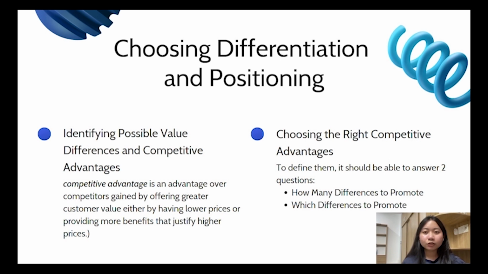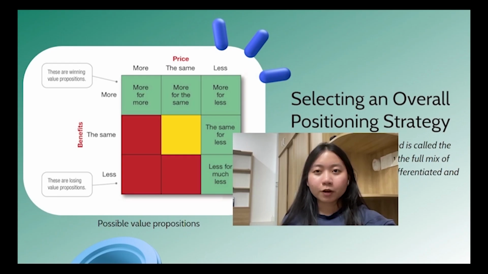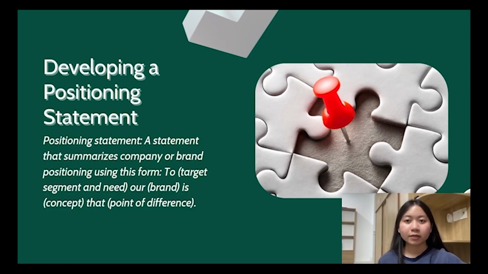The second step is choosing the right competitive advantages. The company should be able to answer two questions: how many differences to promote and which differences to promote. The third step is selecting an overall positioning strategy. The full positioning of a brand is called the brand's value proposition, the full mix of benefits on which a brand is differentiated and positioned. So we have this figure that describes the possible value propositions on which a company might position its products. In the figure, we have 5 winning value propositions: more for more, more for the same, the same for less, less for much less, and more for less. The final step is developing a positioning statement.